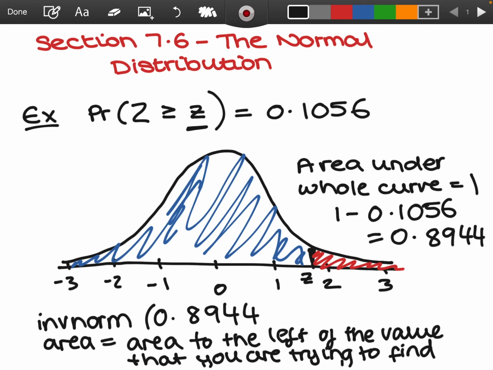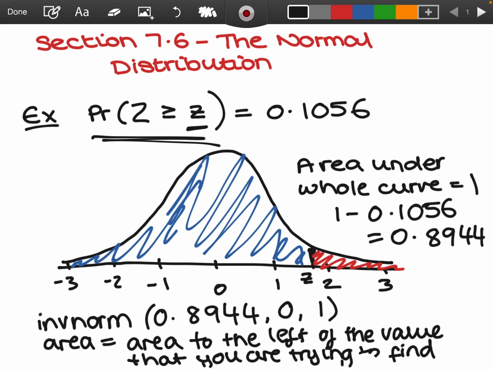So you may have to do some manipulation like I've done here. If you have a greater than or equal to problem, you will have to do some manipulation and find the area to the left of that value that you are trying to find. Then it will ask you for the mean and the standard deviation. Like I said, we are told our variable here is z, telling me we are in standard normal distribution, so my mean is 0, standard deviation is 1. So again, you type this into your calculator, and you put in the area, the mean, and the standard deviation on inverse norm.